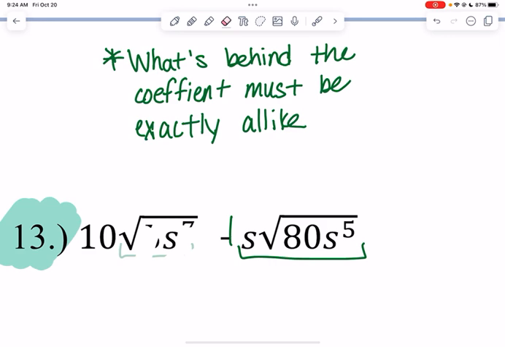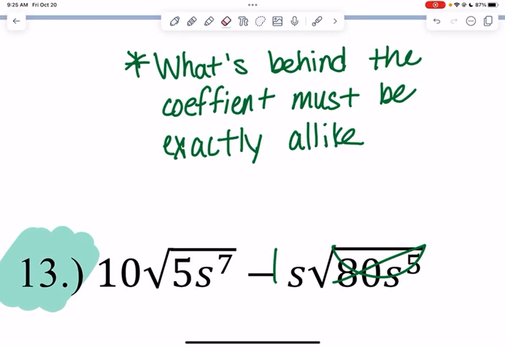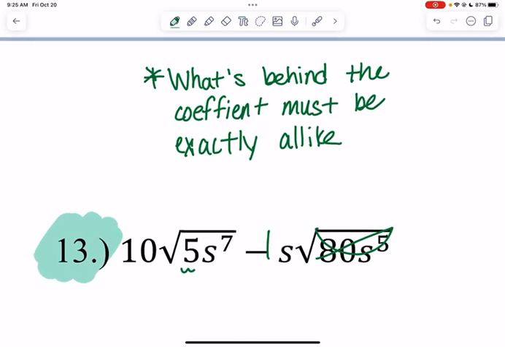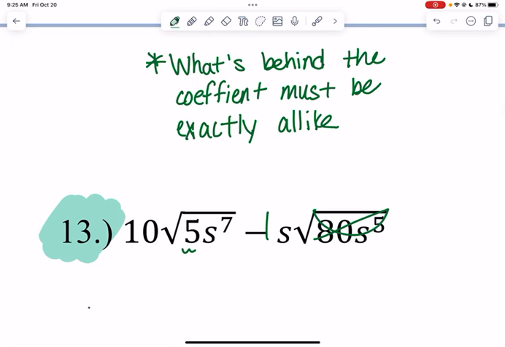So we need to just simplify both of these. And then hopefully when we're done, they should be exactly alike. Like terms, we can subtract them. So we're just going to focus on this guy first. Don't even pretend the other one is there at the moment. So 10 times the square root of 5s to the 7th. We can't do anything with the square root of 5, so that's just going to stay square root of 5.